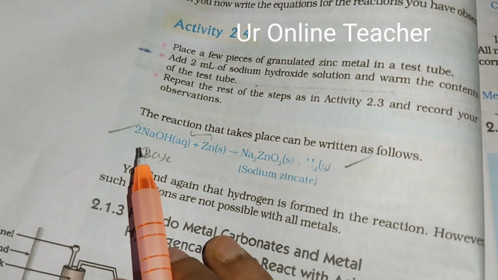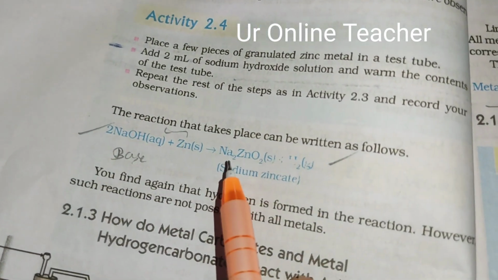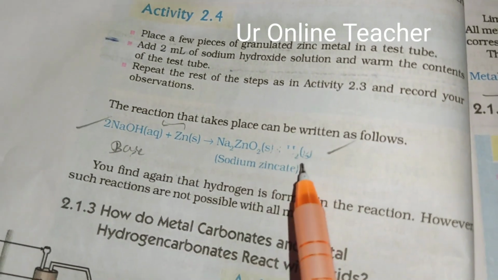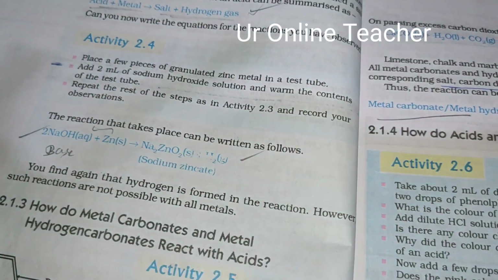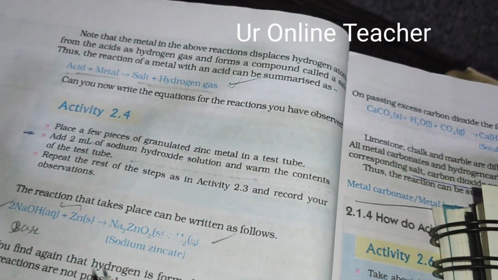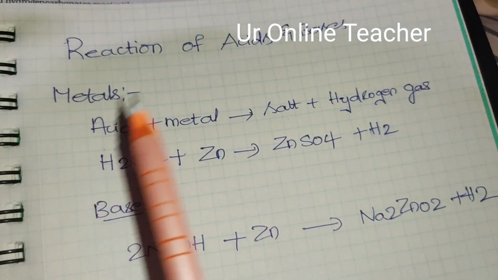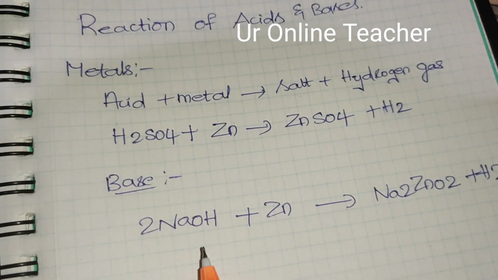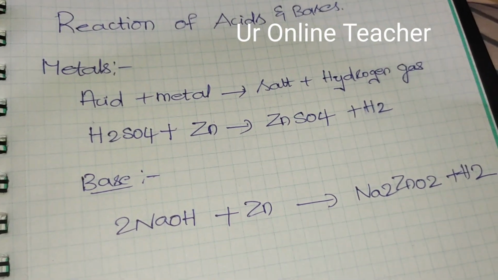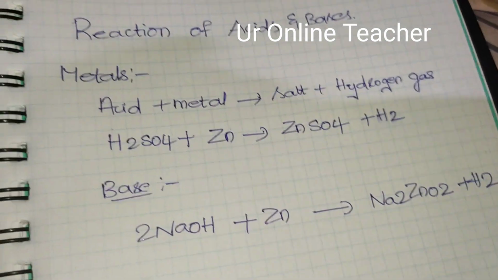So the reaction is sodium hydroxide, which is a base, reacts with zinc, which is a solid, and forms sodium zincate, which is a solid, and hydrogen gas is released. But for all the bases these reactions are not possible. That's why they didn't give a generalized reaction like for acids. We can see here clearly: when acids react with metals, they form salts and hydrogen gas is released. With a base like sodium hydroxide, when a metal like zinc is warmed, sodium zincate is formed and hydrogen gas is released.